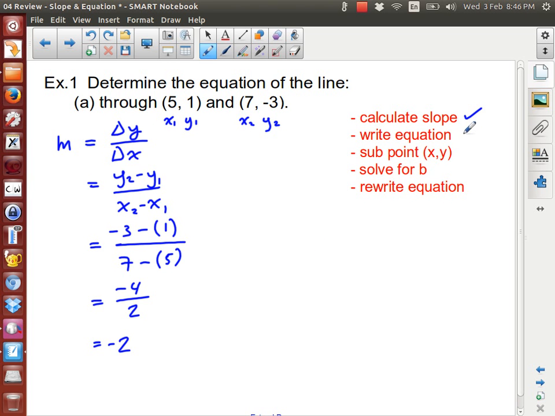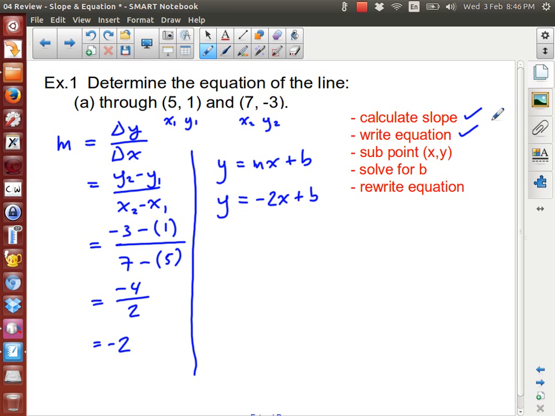So that's my slope. I've calculated the slope. Now I'm going to write the equation using that slope. My equation now is y equals, normally we would write mx plus b, but we just figured out that slope is equal to -2, so this becomes -2x plus b. So I've written my equation.